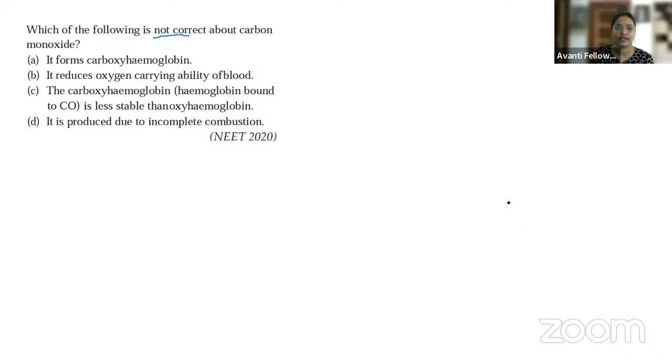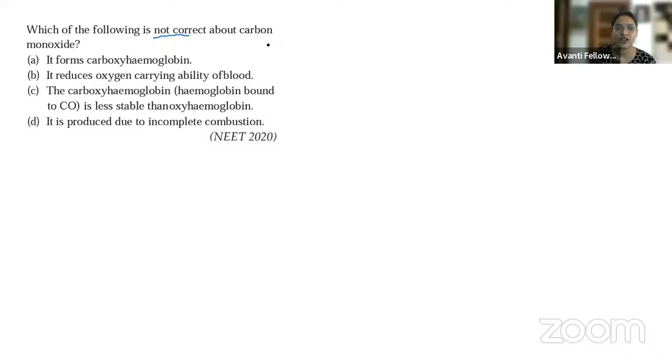It is produced due to incomplete combustion. Okay, Divya. Which of the following is not correct about carbon monoxide? It forms carboxyhemoglobin. Someone has responded that option C is correct. Okay, let's see more replies. Ayushi. Okay.